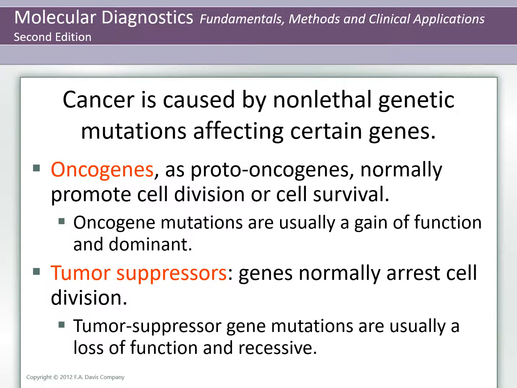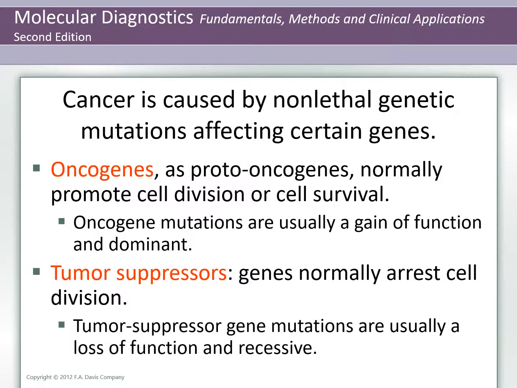Cancer is caused by non-lethal genetic mutations affecting certain genes. Proto-oncogenes are normal genes which, when altered by mutation, become an oncogene that can contribute to cancer. Proto-oncogenes may have different functions in the cell. Some proto-oncogenes provide signals that lead to cell division. Others regulate programmed cell death. Oncogene mutations are usually a gain of function and a dominant mutation.